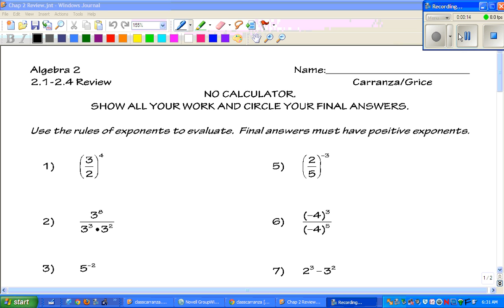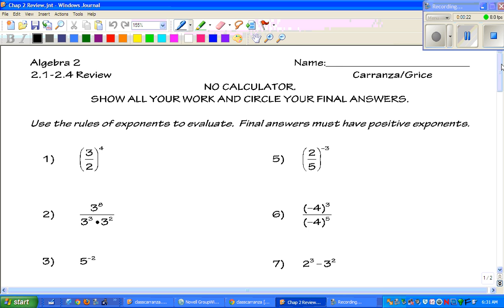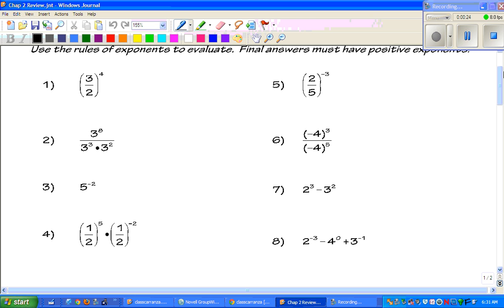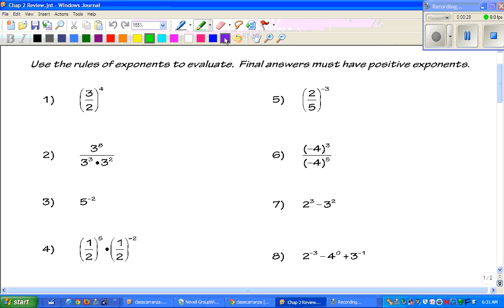Please remember to do this without a calculator. Show all your work and circle your final answer. Alright, we're going to go through as many of these as we can. Hopefully we can get through all of them. Looking at the directions, it says to use the rules of exponents to evaluate. Final answer must have positive exponents.